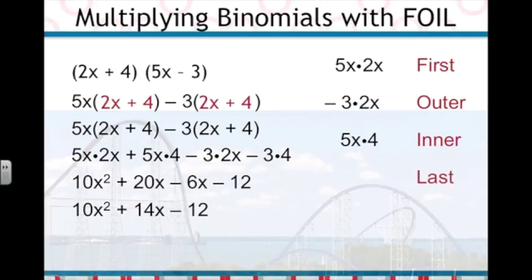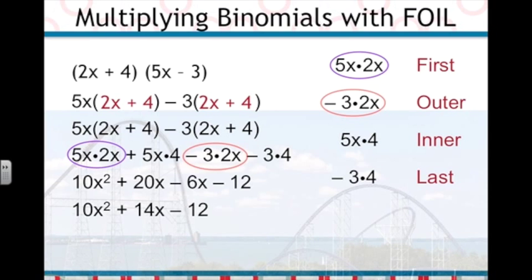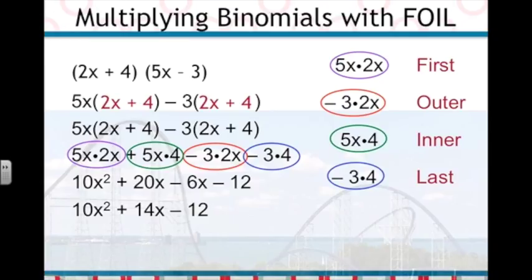L stands for last. We multiply the second or last term of each binomial together. Positive 4 times negative 3. If you look closely, you can see that we get the same 4 terms we got with the first method. 5x times 2x, negative 3 times 2x, 5x times 4, and negative 3 times 4. So our final answer will obviously end up the same.